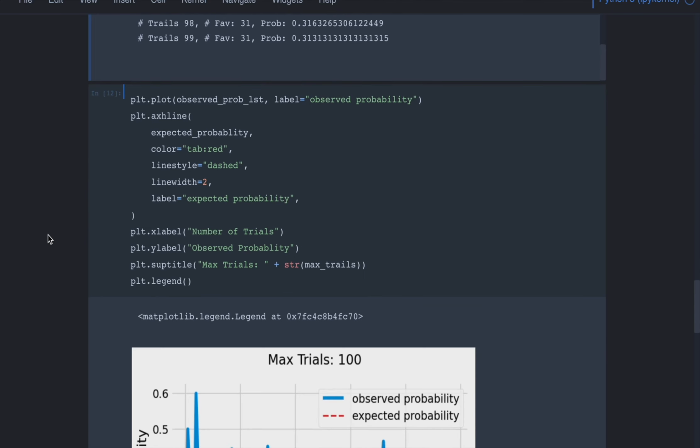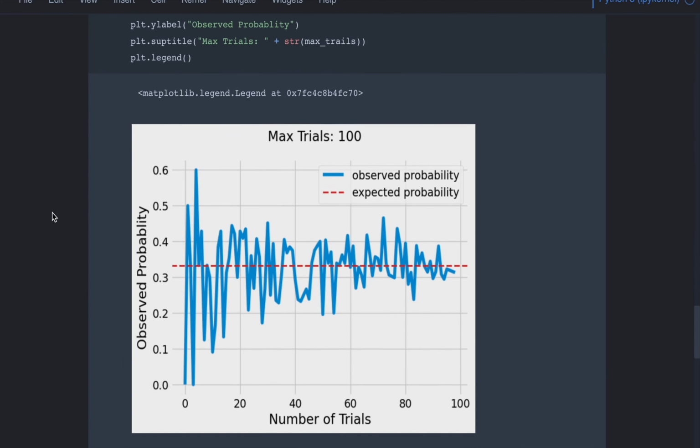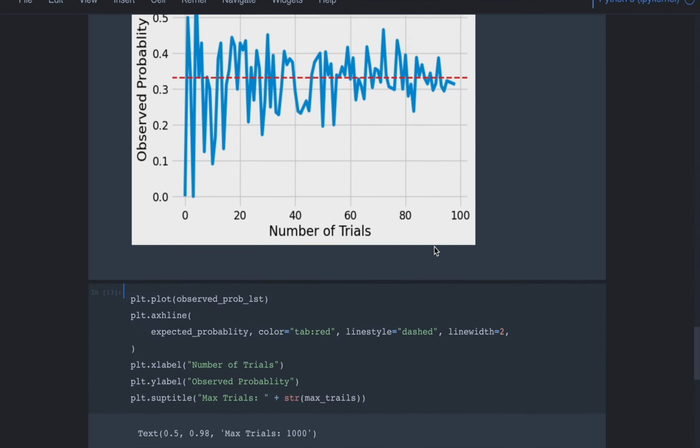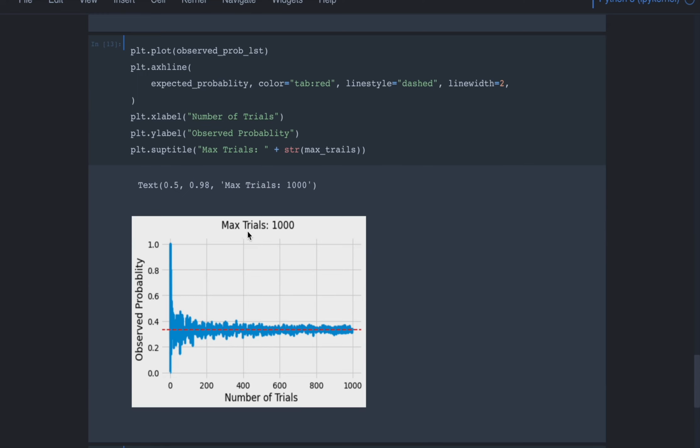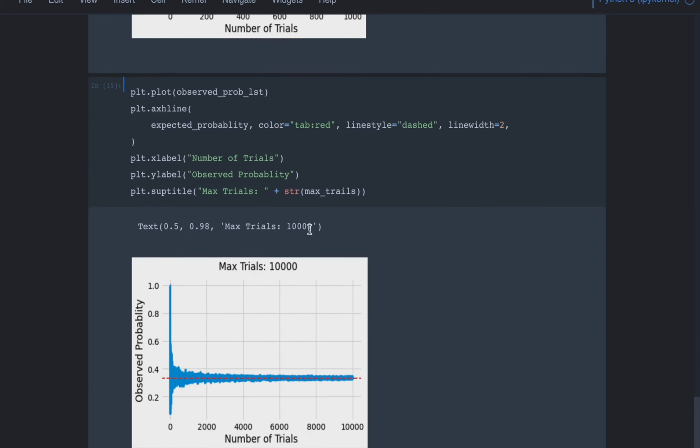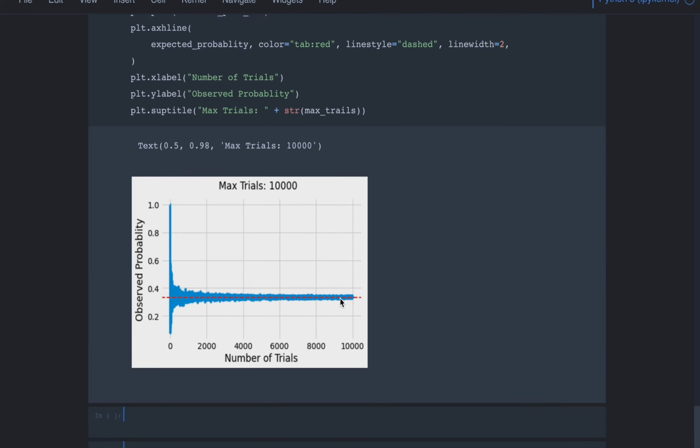Now if we plot the observed probability against the number of trials, this is how it looks. As you can see, at the very beginning it fluctuates quite a lot, and this red horizontal line is the expected probability, which is 1/3. With an increasing number of trials, this starts to converge slowly to the expected probability. Here we did a maximum of 1000 trials, and here we did a maximum of 10,000 trials. As you can see here, we still see some small fluctuations, but the probability has converged to the expected or the theoretical probability.